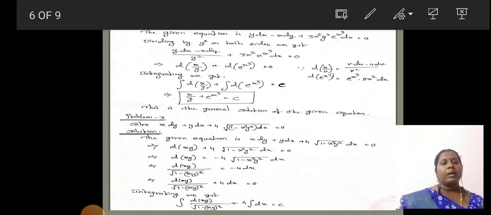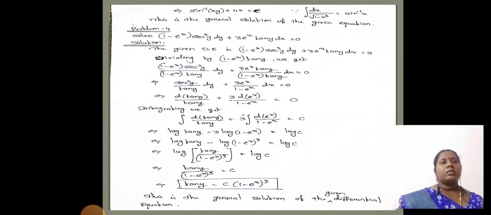So we have integral of d of xy by root of 1 minus xy whole square, which is going to be sin inverse of xy, plus integral of dx equal to x. So plus 4 into x equal to c, where c is a constant of integration. So sin inverse of xy plus 4x equal to c is the general solution of the given differential equation. Next we are going to see problem number 4.